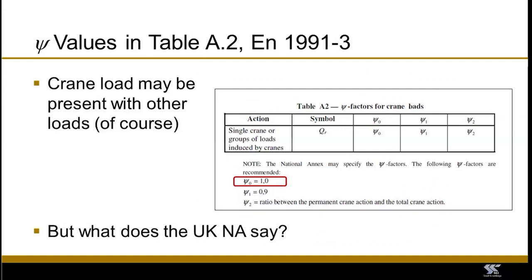What about the psi values in combination with other loads? Well, it's entirely realistic that the crane might be there in combination with other loads. So not a surprise that psi naught there would be recommended as 1. So I've shown you the 1.35s and the value of 1 as recommended in the Eurocode.